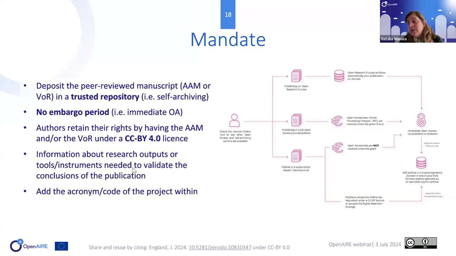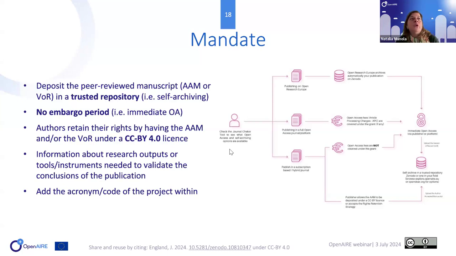Then what you need to do at the same time is make sure that you retain the rights. We will go over it; it is explained better in the next diagram. And you have an open license, preferably a Creative Commons. I'm not sure if it's preferably, it should be a Creative Commons BY. Then, on the mandate, the information about research output, tools or instruments that validate the publication needs to be linked to this publication.